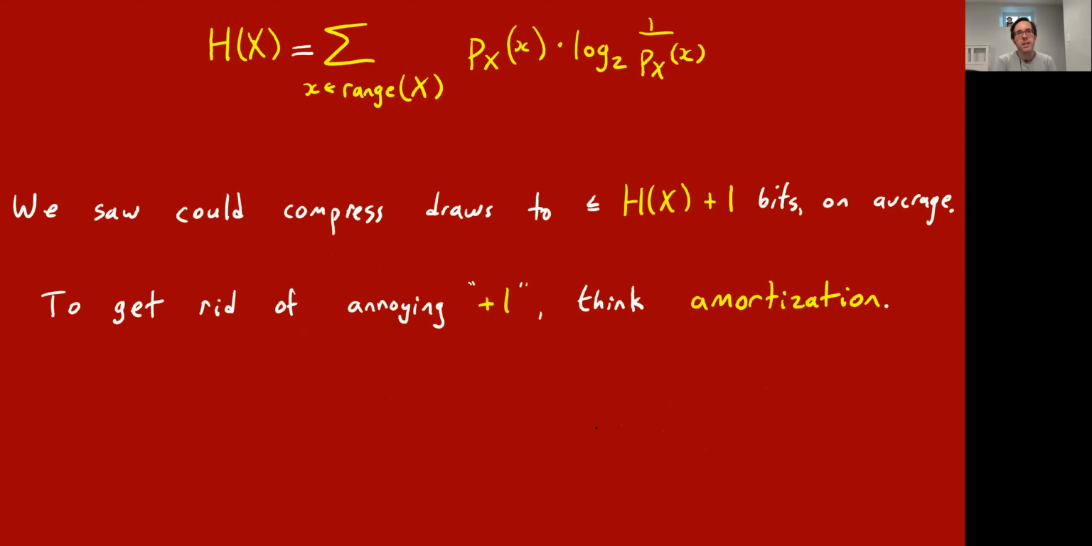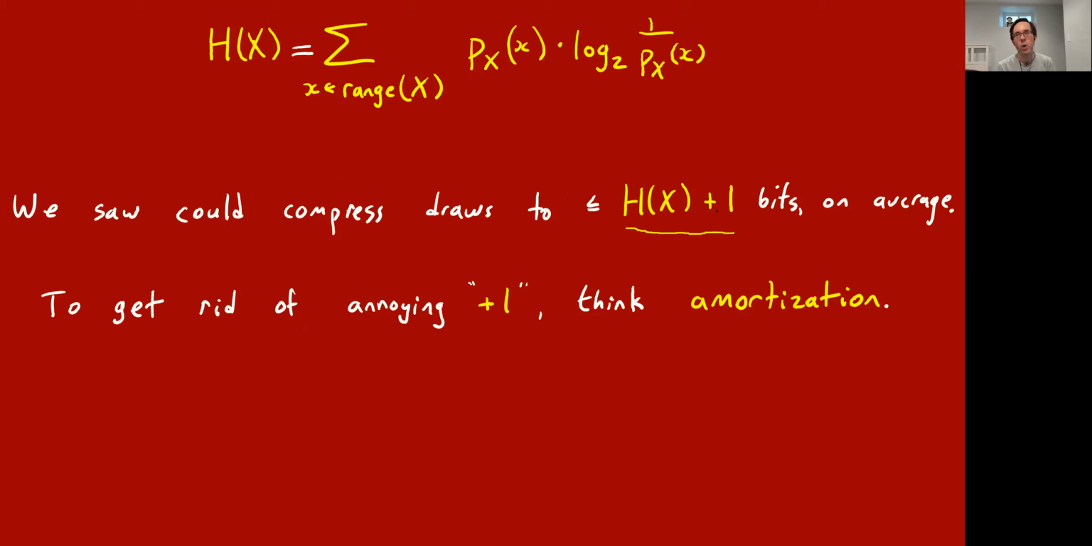Okay, so let's go back to this slight annoyance where we saw that, let's say we have a random variable x and it doesn't have this pleasant property that all the outcomes have a probability that's like 2 to the minus k for some integer k. And we saw that if we want to compress a draw from this random variable x, we could invent a simple scheme where the number of bits stored on average or communicated on average was at most the entropy plus 1.